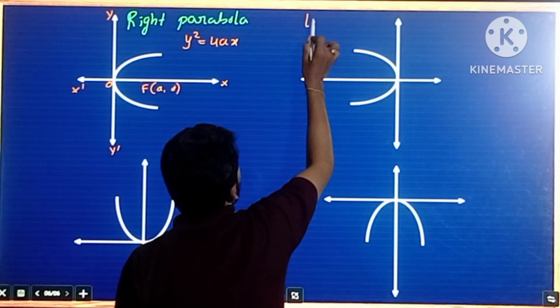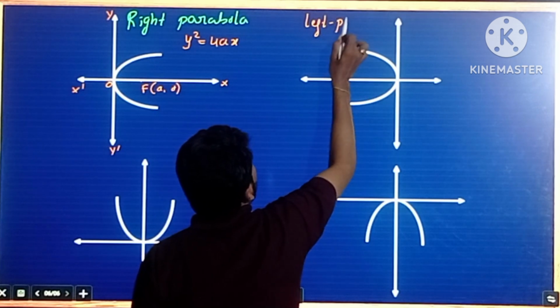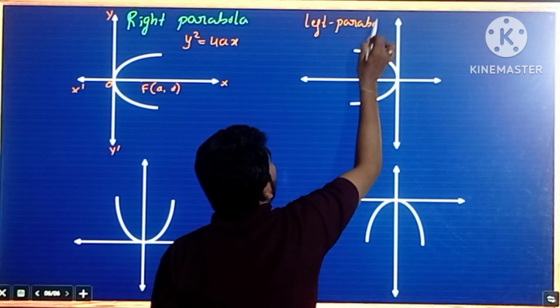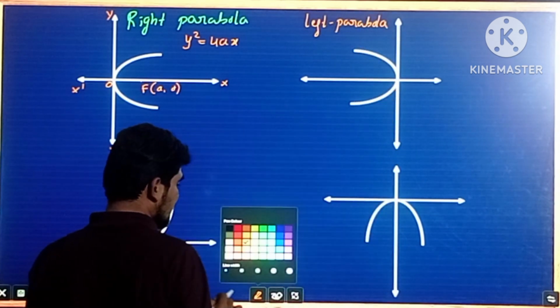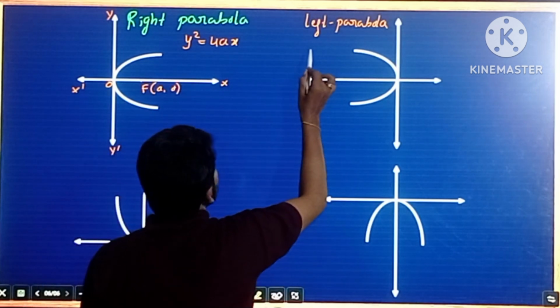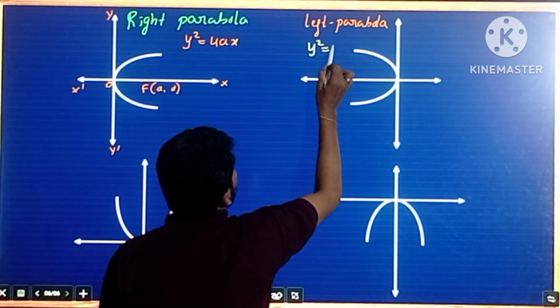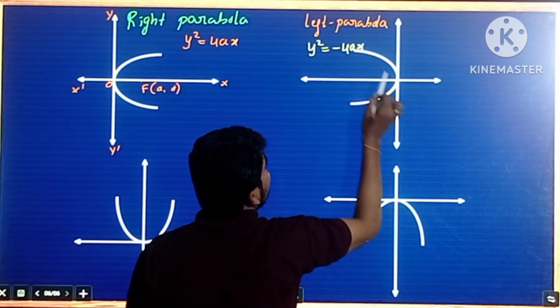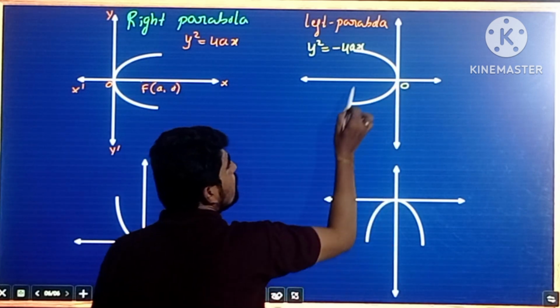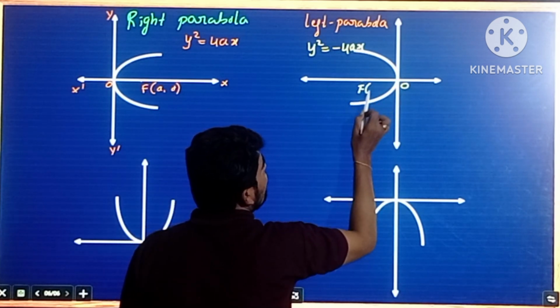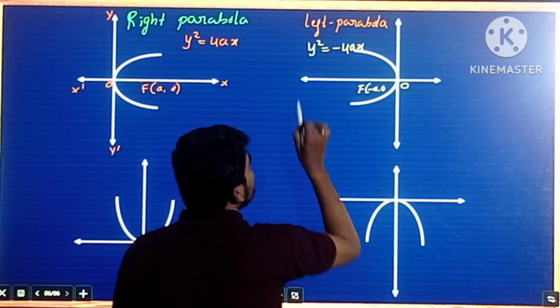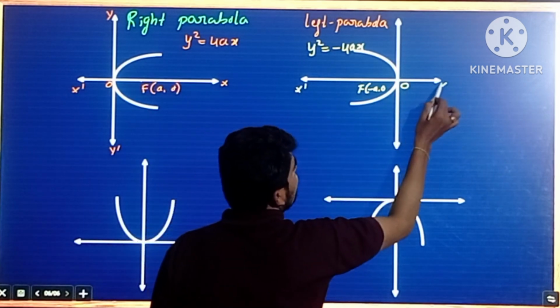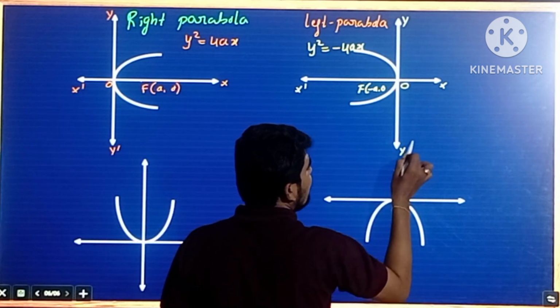And the second one is a left parabola, and whose equation is y square is equal to minus 4ax. Here also origin is the vertex of the parabola. Coordinates of the focus is minus a comma 0. This one is the x-axis and this is the y-axis.